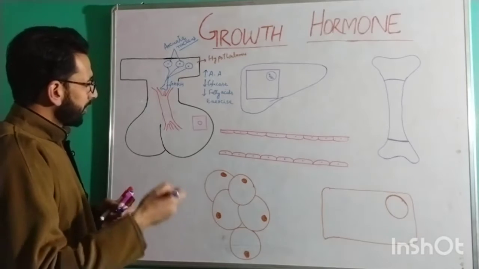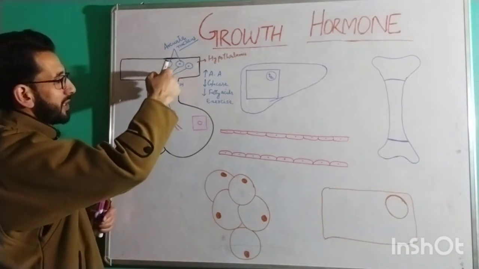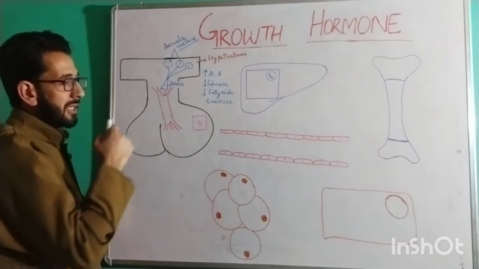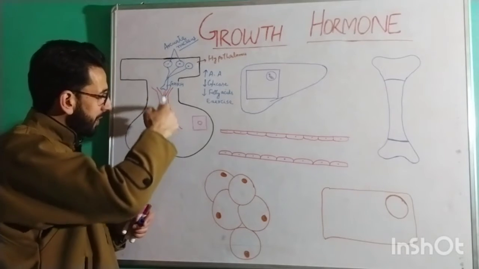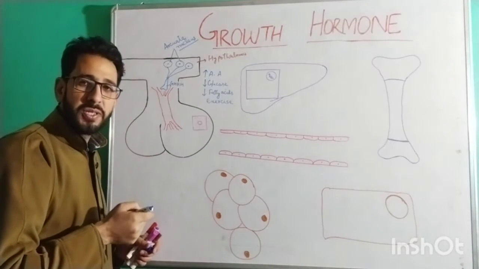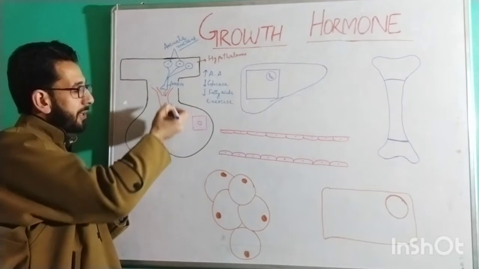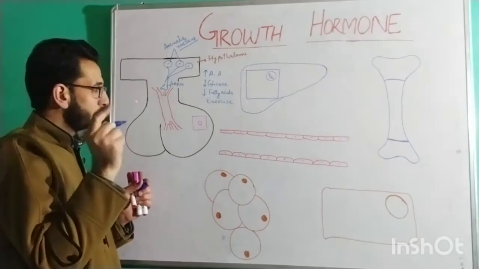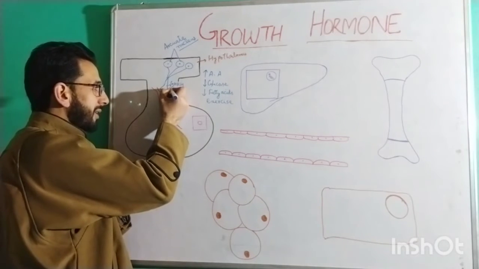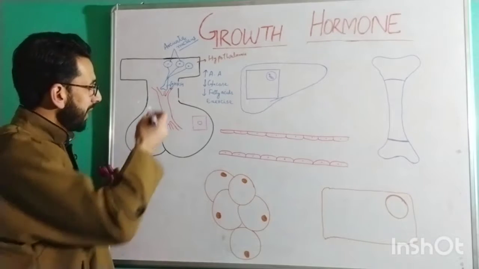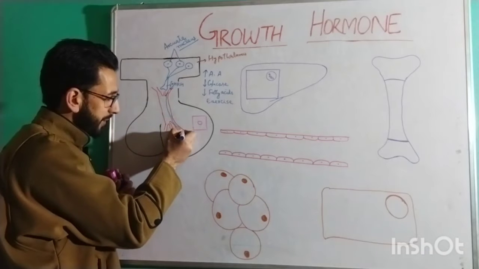Fine. Now this growth hormone releasing hormone, once secreted from the arcuate nucleus of the hypothalamus, reaches the anterior pituitary. To reach the anterior pituitary there is a special pathway, and that is the hypophyseal portal system. The hypophyseal portal system has primary capillaries and secondary capillaries, right? I hope you remember that. Through this hypophyseal portal system it reaches the anterior pituitary.